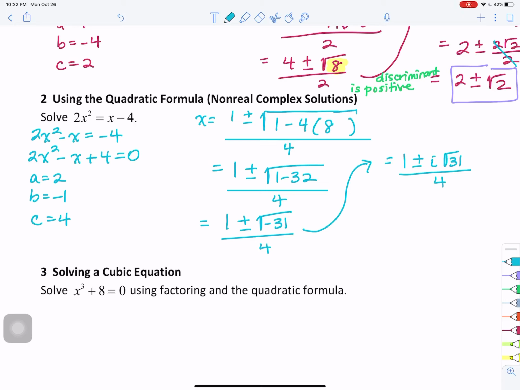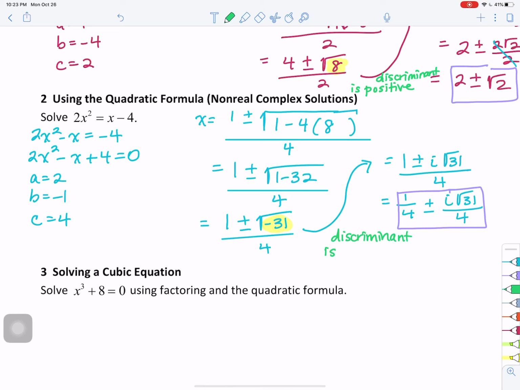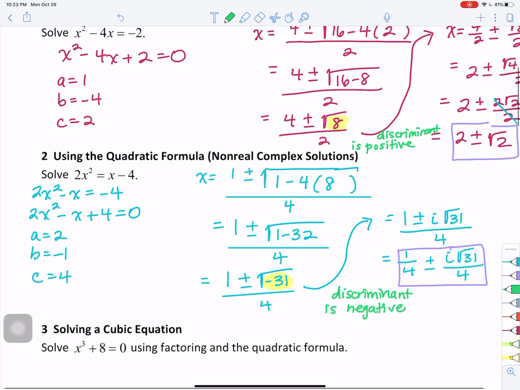You can leave your answer like that, or you might want to divide each one of those terms in the numerator by 4. Okay? Now, these are imaginary solutions. These are not real solutions. Let's go take a look at that discriminant and see if that was obvious. Look at this discriminant. Our discriminant is negative. And when our discriminant is negative, we get 2 non-real solutions, okay?